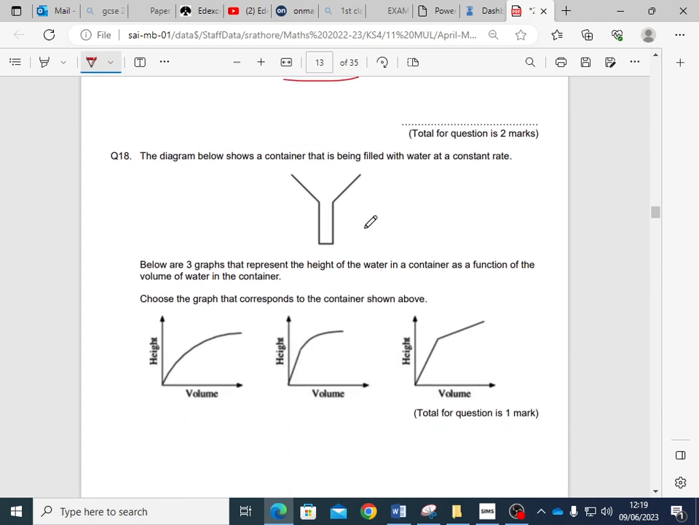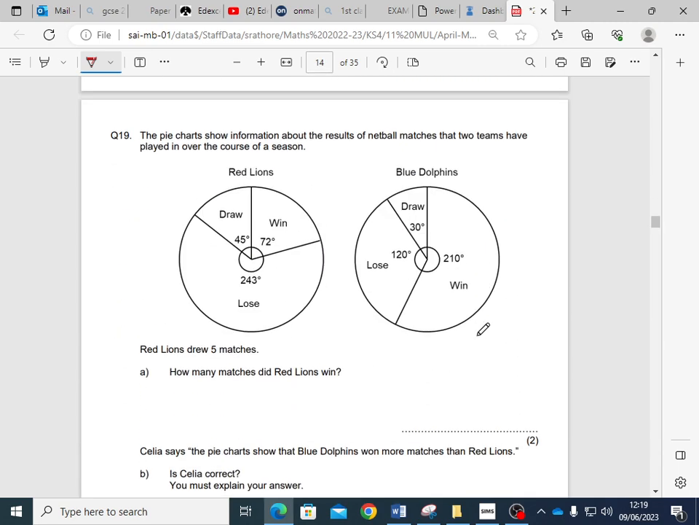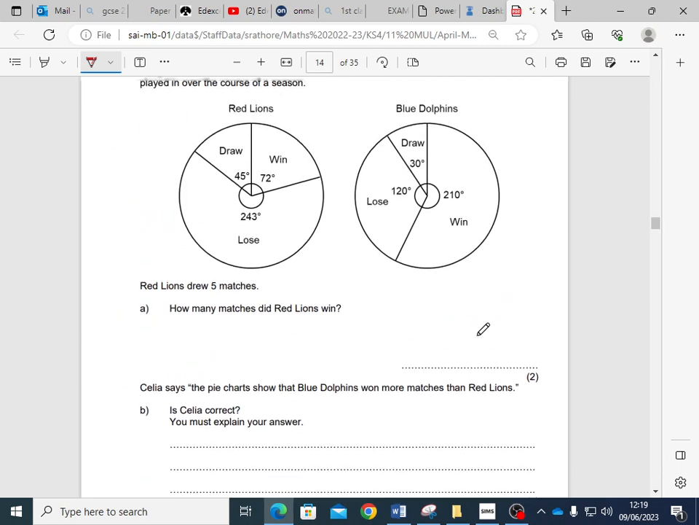So this one's straightforward. This is the height here. When you put water in here, this will fill up very quickly, proportionately, then it will slow down. So this is the only one that fits. We're looking at the graph there. I'm just worried about the time, the bell's going.